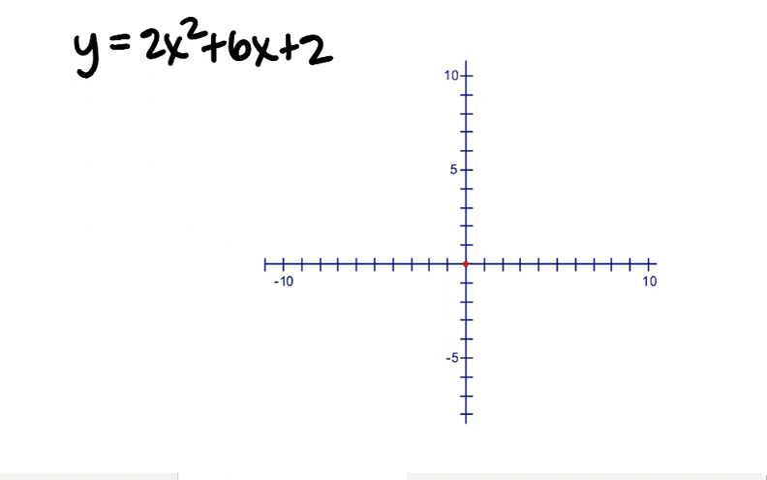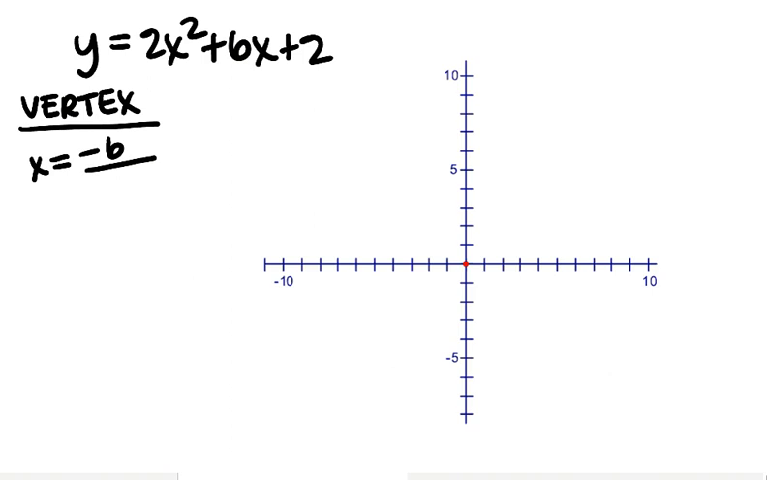Okay, here we've got y equals 2x squared plus 6x plus 2. And so the first thing I'm going to do is find the vertex. Okay, x equals negative b over 2a is negative 6 over 2a, which is 2 times 2, is 4. That's negative 1.5.